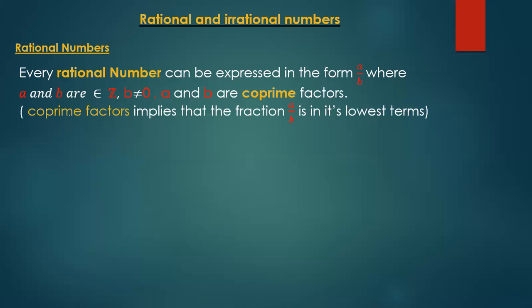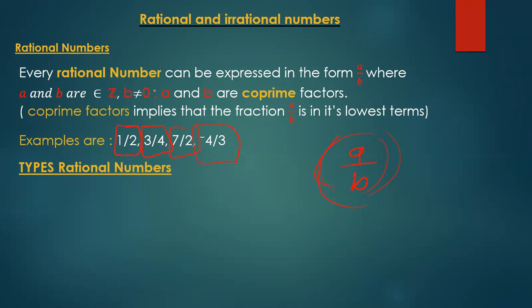So I was just explaining what co-prime factors are. When we talk about co-prime factors, we say a fraction is in the form a over b, and a and b are co-prime factors, meaning the whole fraction is in its lowest term, meaning there is no number that can go into this fraction. So examples of rational numbers are 1 over 2, 3 over 4, 7 over 2, negative 4 over 3.